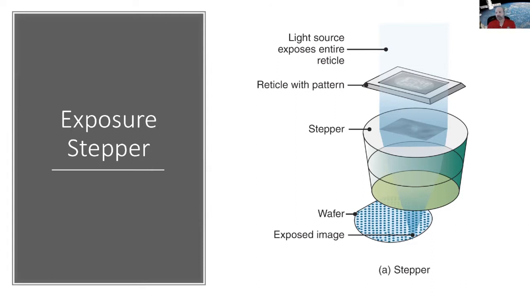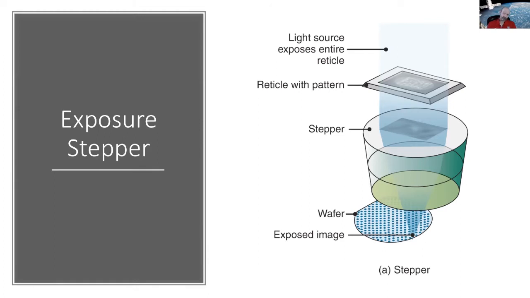What's commonly used in industry for the most part is what's called an exposure stepper. Here you can see the cartoon. It schematically shows you have a mask that sits above a lens, and that lens demagnifies or shrinks down that image on the photomask onto the wafer.